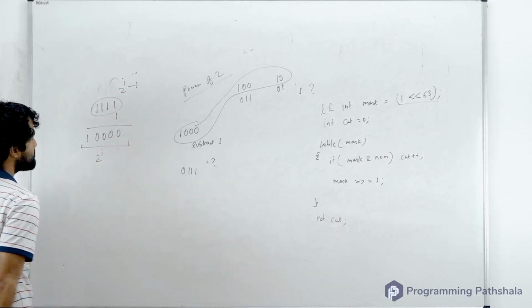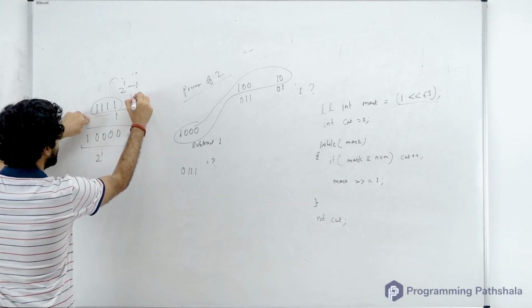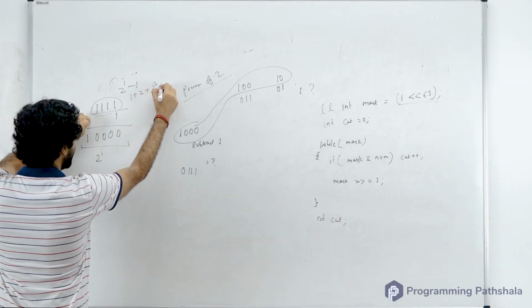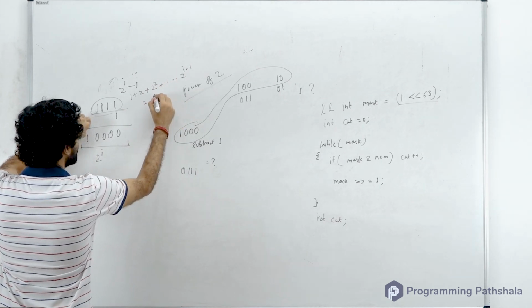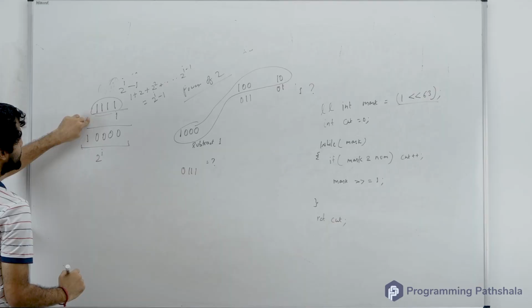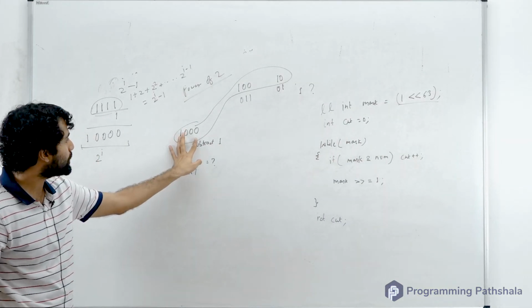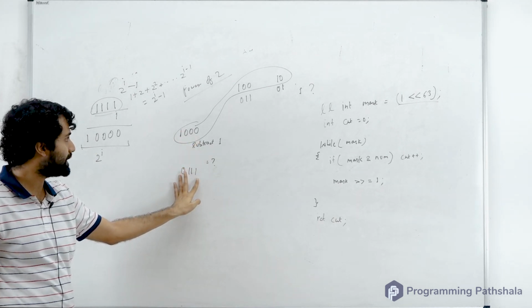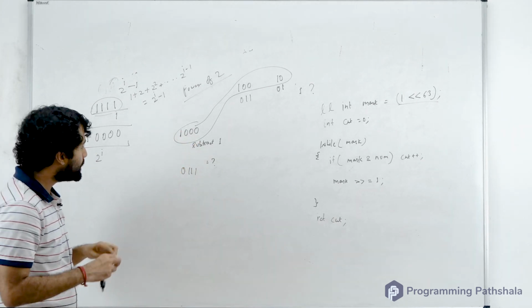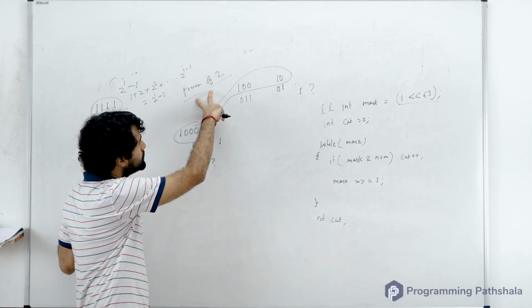Also, if this is like 2 raised to power I, then this is 2 raised to power I minus 1, because this essentially is the sum of a geometric progression, 1 plus 2 square, and so on till 2 raised to power I minus 1, and this is 2 raised to power I minus 1. So what I am trying to say is that if you subtract 1 from a number like this, then it becomes something like this.